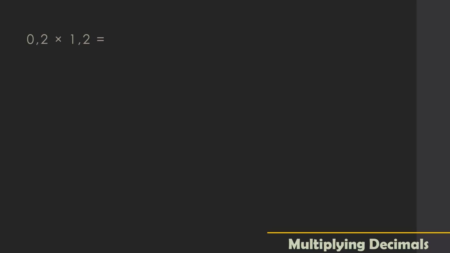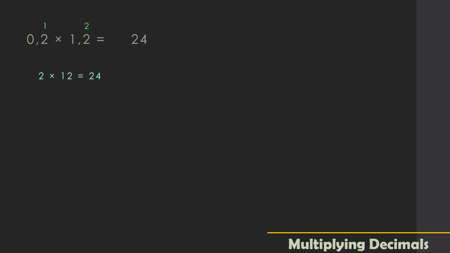Let's see here. 2 times 12 equals 24. We write 24, then see how many digits after decimal point in the question. There is 1 digit after decimal point in 0.2 and 1 digit after decimal point in 1.2. So, if we combine, there are 2 digits after decimal point in the question.